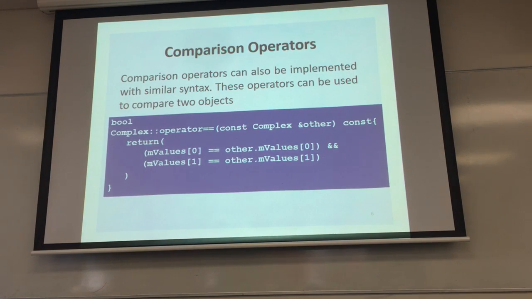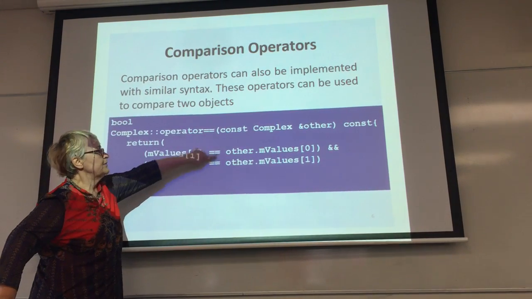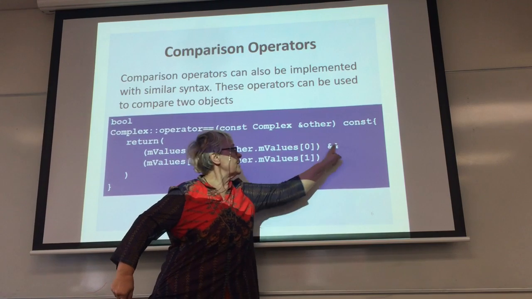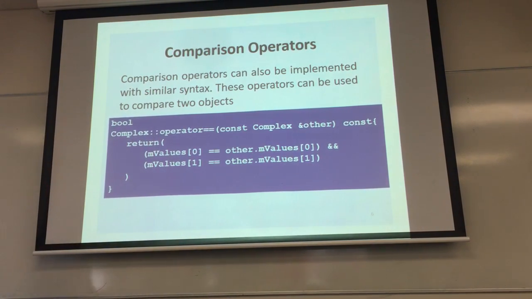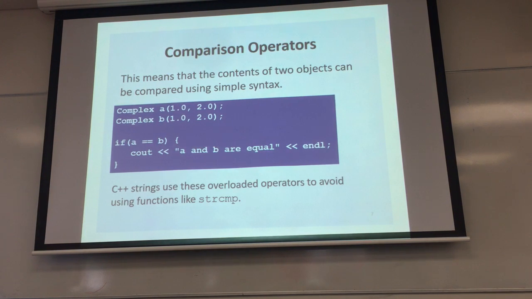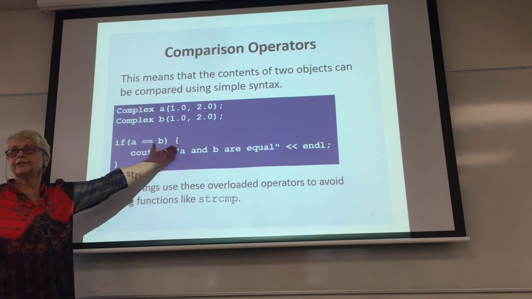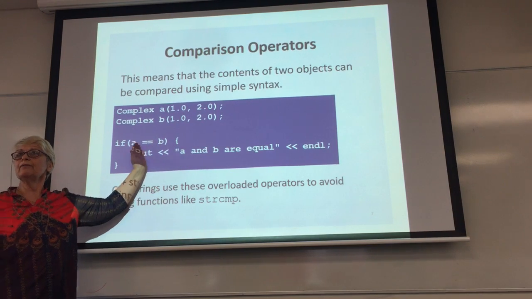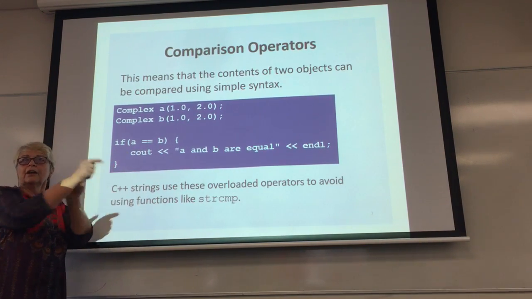Okay, any questions? So the Boolean is a return value, right? If they are all equal, true and true, returns true. If at least one is not identical to the other, returns false. Now, if we have two complex values, we can do very simple testing like that. We don't have to go and look at the individual members.